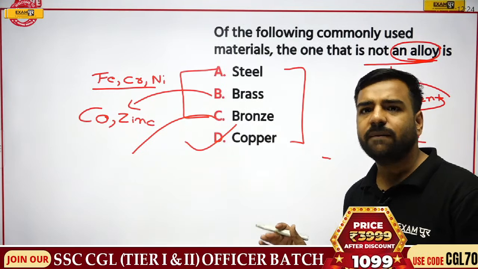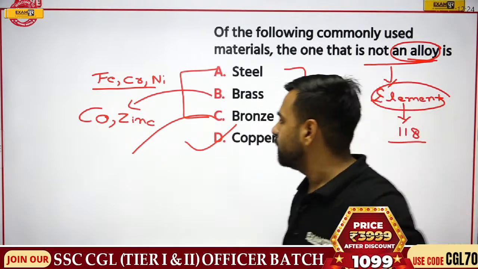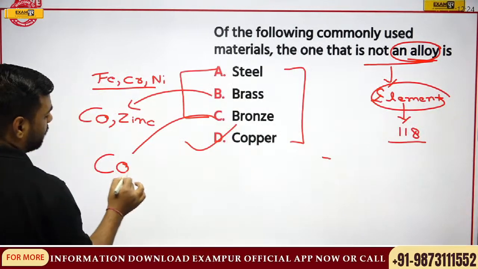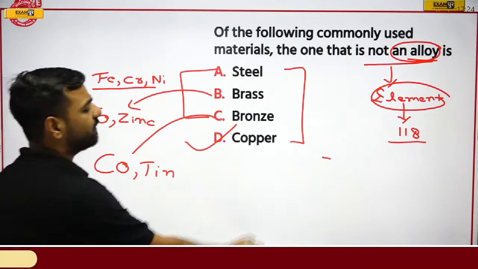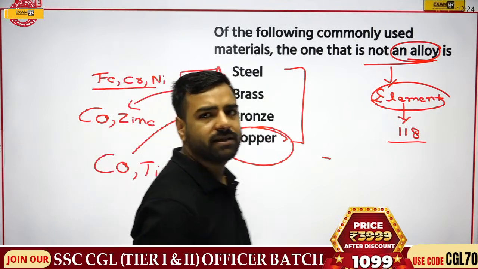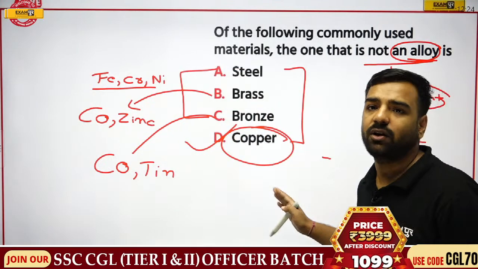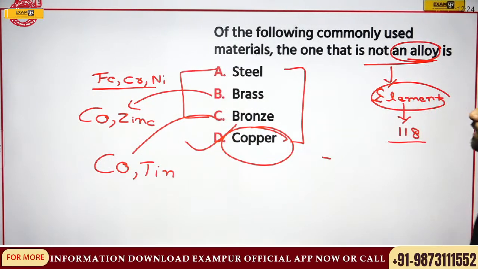Is it okay? Yes, bronze would be copper and tin. This part, copper, is there in the 118 elements, and it is not an alloy. So option D is going to be the correct answer.